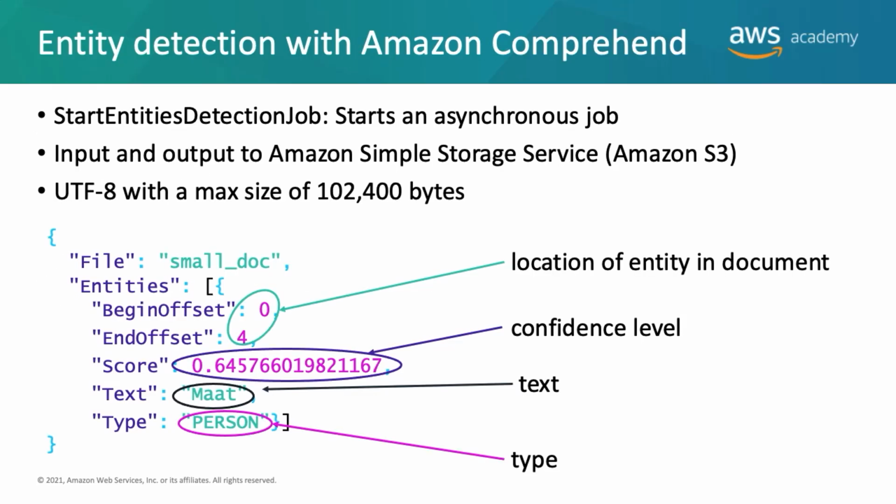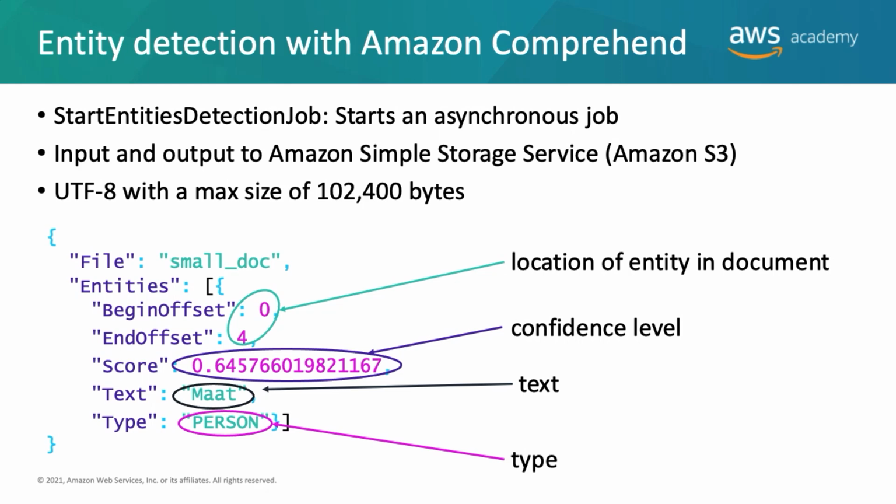Before you can start a job, you need to prepare your data. You can store data in a single file with one document per line, or each document in its own file. Regardless, each document has a maximum size of 102,400 bytes, and it must be in UTF-8 format. You need to store the input files in a bucket in Amazon Simple Storage Service, or Amazon S3.